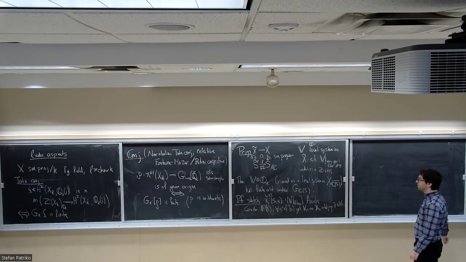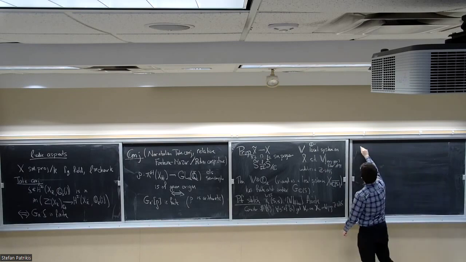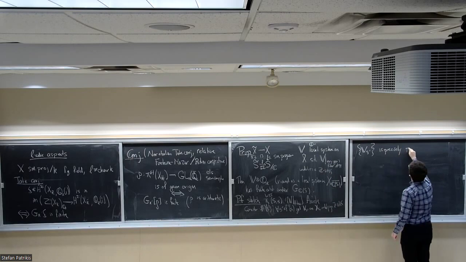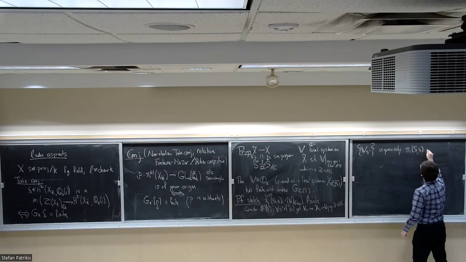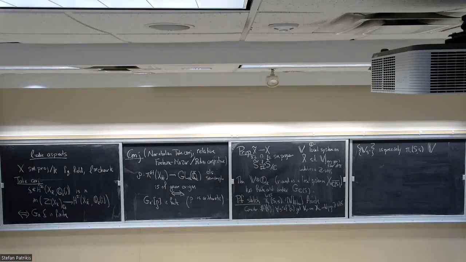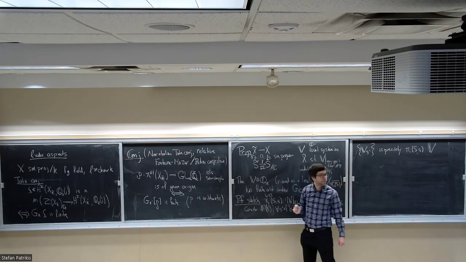Okay, now you have to unwind something. Well, these VS prime is precisely the pi1 SS orbit of V. So the statement is just unwinding how pi1 of the base acts on local systems on the fiber.